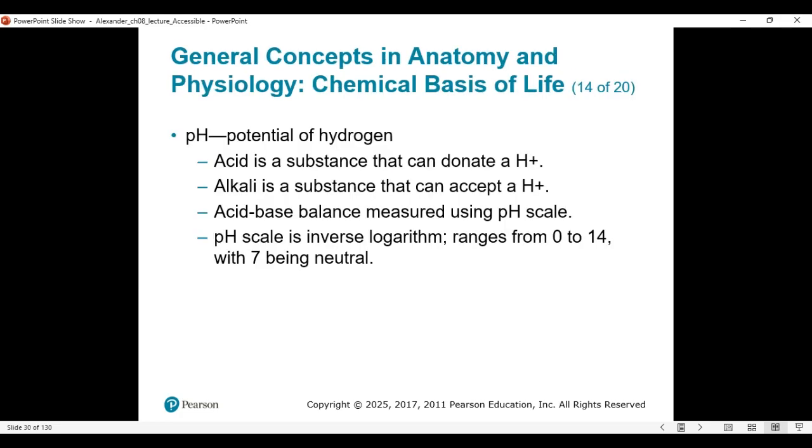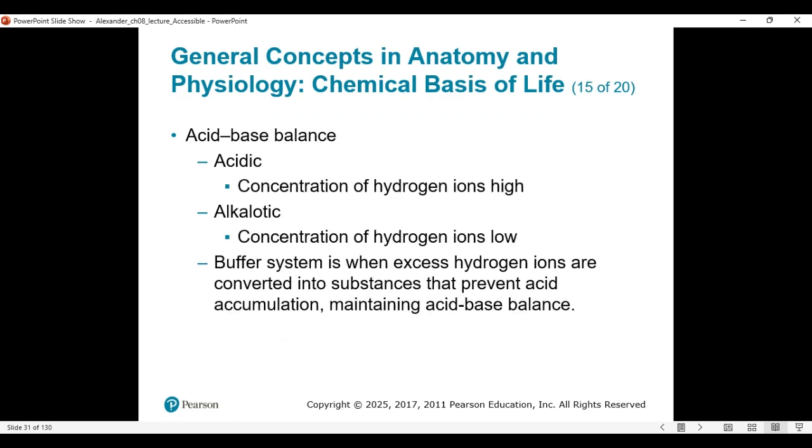pH is the potential of hydrogen. Acid is a substance that donates a hydrogen, and alkalis can accept that hydrogen. Acid-base balance is measured on a pH scale. It's 0 to 14 with normal about 7.3 to 7.4. If something's acidic, the pH is lower, it's got a higher concentration of hydrogen ions. And the alkalotic is reversed. It's high.